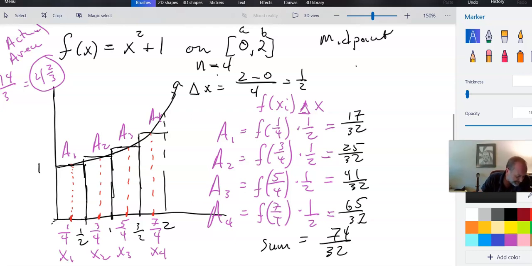And once we boil that down, that's about 4 5/8, right? Which is very, very close to the actual area of 4 2/3. You can see that it really is a much more accurate estimate.